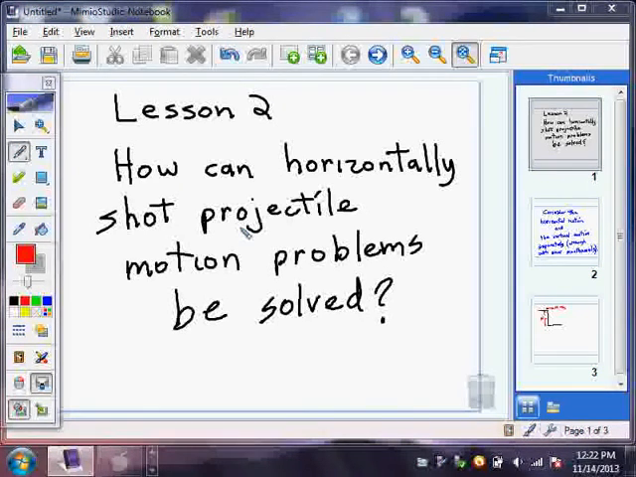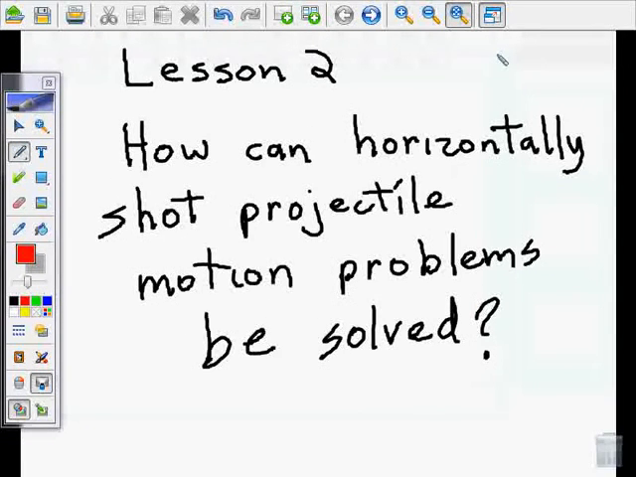So we're working on lesson 2, projectile motion unit. And the question is, how can horizontally shot projectile motion problems be solved? You do 2 problems. It's a great question.